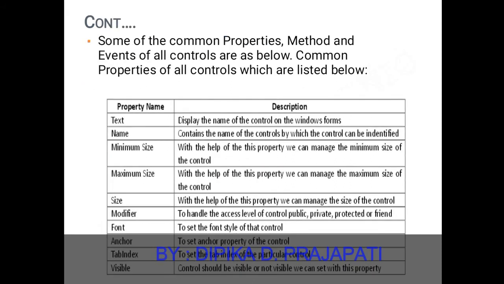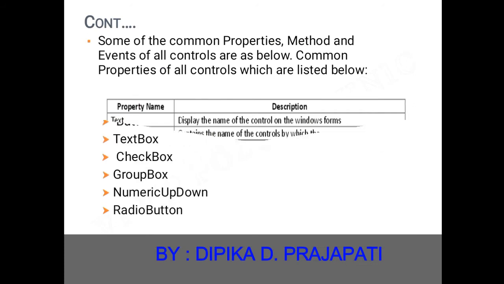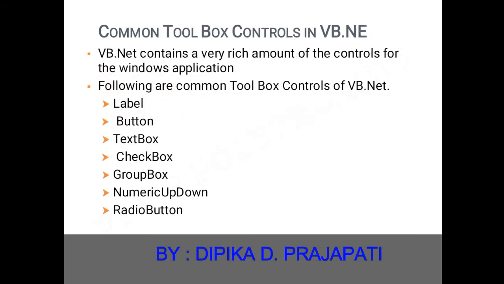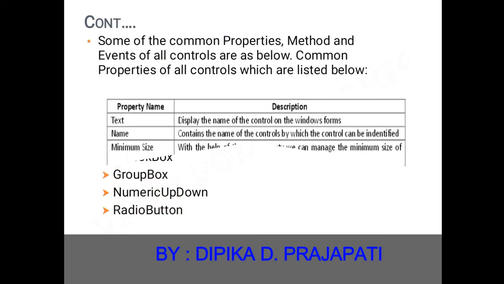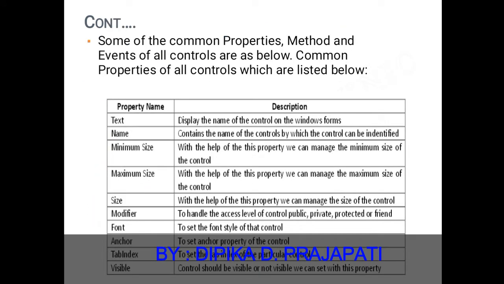So let's start. First of all, some common properties, methods and events of all controls are given below. This one is a common property of all controls which are listed below. These properties are common for label, button, text box, checkbox, group box, numeric up down and radio button. The first common property is text. The text displays the name of the control on the Windows form.